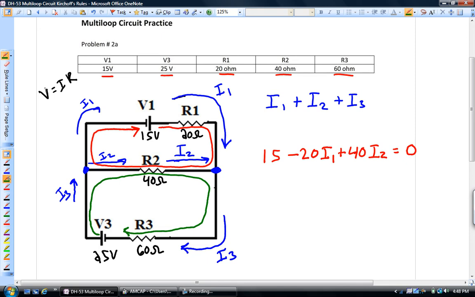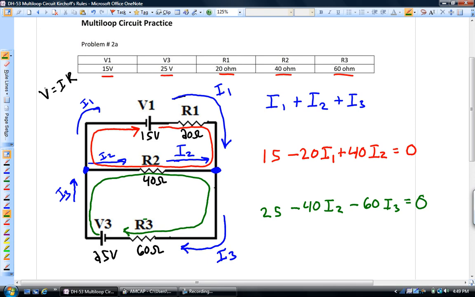Let's look at the second loop. In the second loop, when we start over here in battery 3, you have 25 volts of electric potential, 25 joules for every coulomb that goes through. And the first element that we encounter is resistor 2. Now, unlike in loop 1, the red loop, we're looping in the same direction as the current. So this is going to be minus 40 times I2. And then as we continue to loop around, we're going in the same direction as current 3 as we go through resistor 3. So that is going to be minus 60 I3. And that's also going to equal 0.